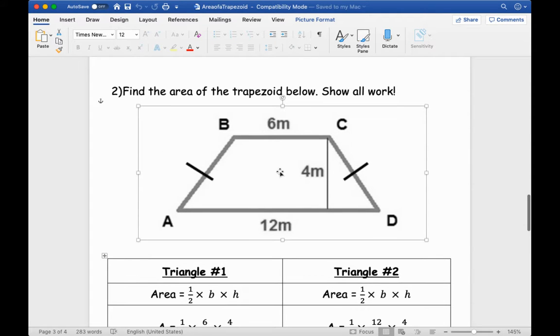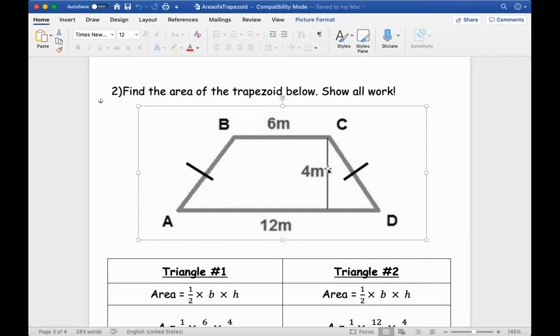Now, for this triangle here, it will be ACD. Can you visualize a triangle here? And if you can, draw it with me. Draw a line from A to C, and then D. So you got ACD. This is another triangle.